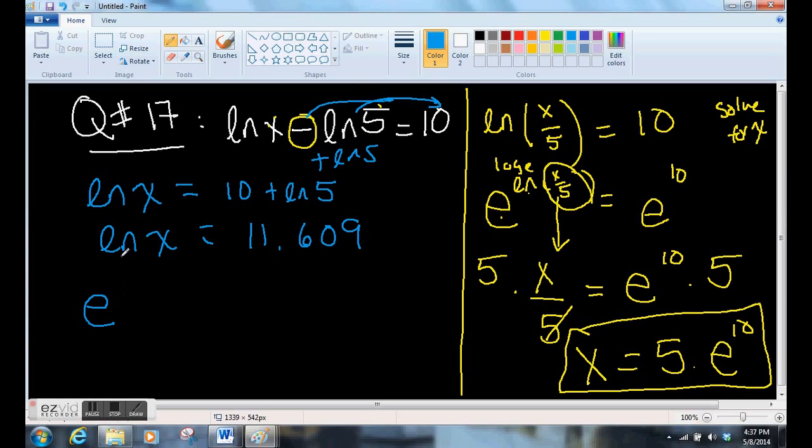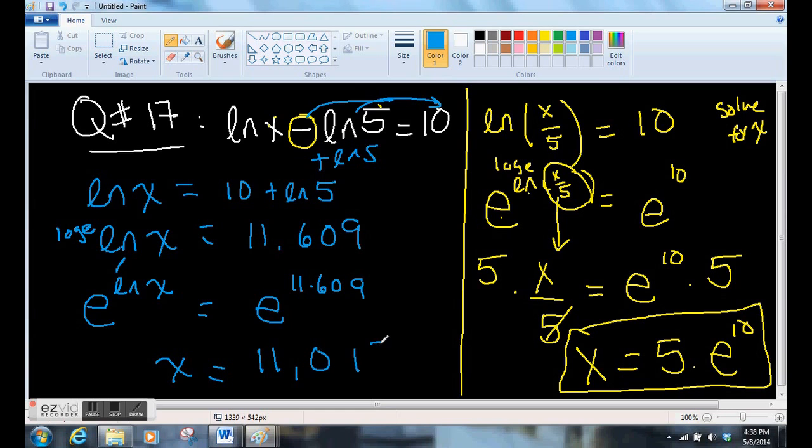The way you get rid of natural logs is you raise everything to the base of that, whatever the base is. So in this case, this is log base e. So we raise everything to the e: e to the natural log x equals e to the 11.069. On this side you get x equals, whoa, some big number. I have 10 plus natural log 5, yep, 11.069, and I'm saying e raised to that answer. I did it before, I just wanted to check again.